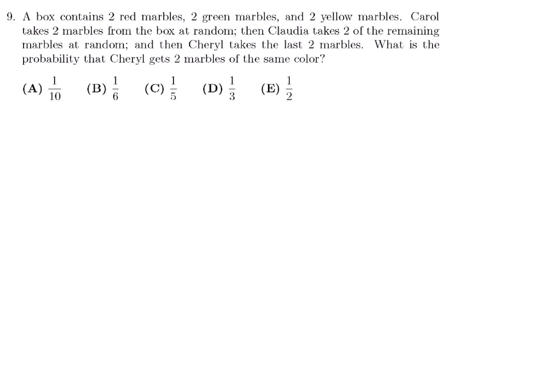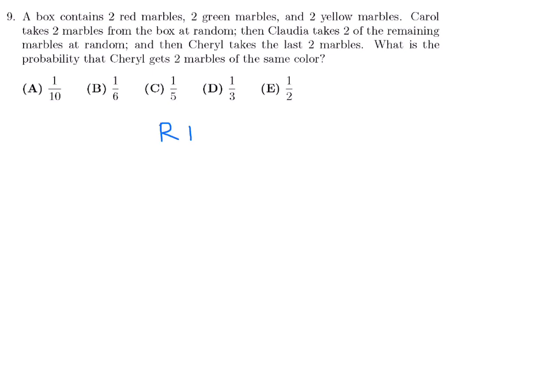A box contains 2 red marbles, 2 green marbles, and 2 yellow marbles. Carol takes 2 marbles from the box at random, then Claudia takes 2 of the remaining marbles at random, and then Cheryl takes the last 2 marbles. What is the probability that Cheryl gets 2 marbles of the same color?